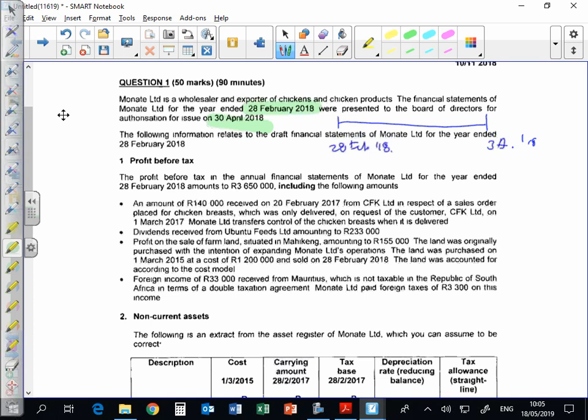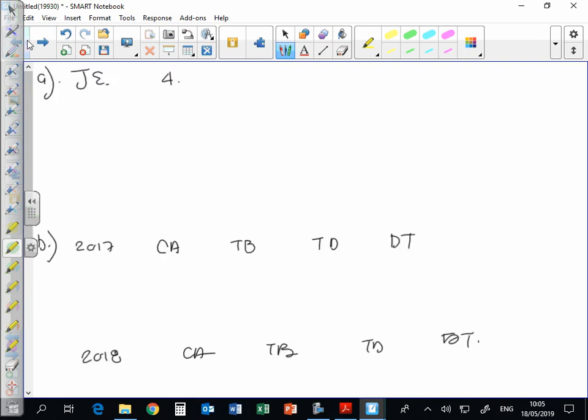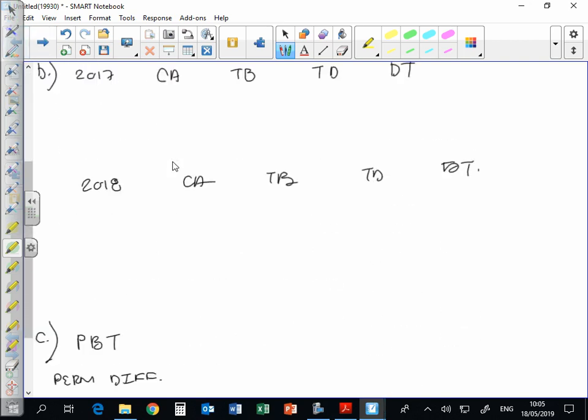The profit before tax in our annual financial statements for the year ended amounts to 363,650,000, and that includes the following amounts. I am going to need to calculate my new profit before tax, and I'm just going to go fill that in where I need that to be.